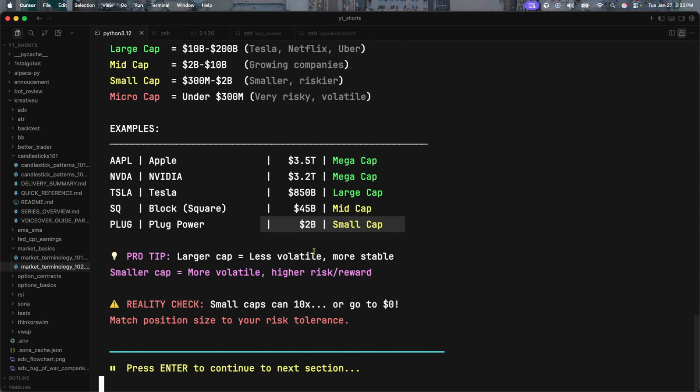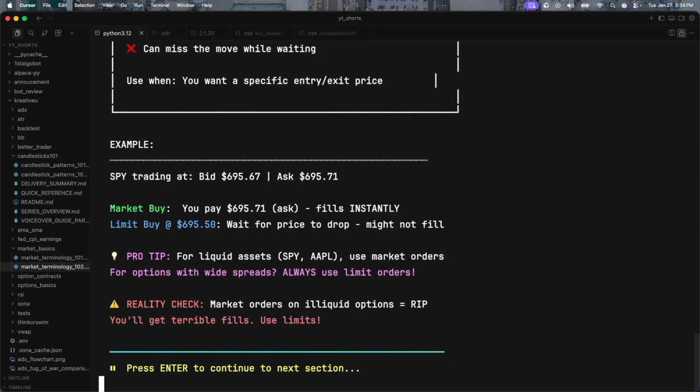That's crazy. Pro tip, large cap companies are less volatile, more stable. Small cap companies are more volatile, so you have a higher risk reward. Reality check, small cap companies can go 10x or go to 0 in a matter of seconds. So you have to match your position sizing based on your risk tolerance.